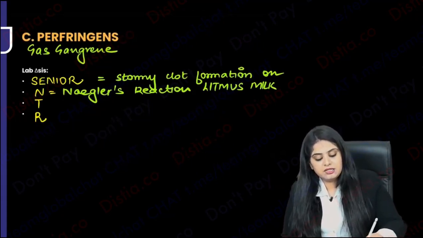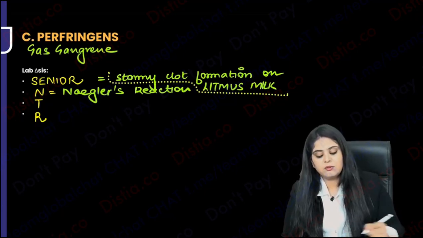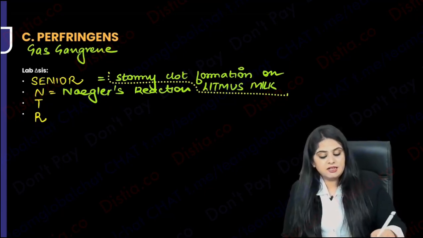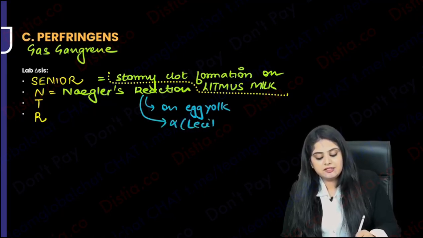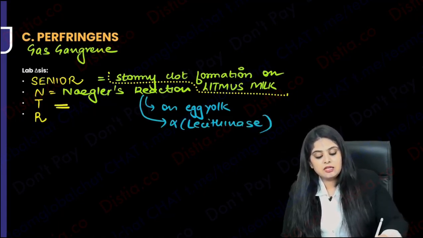So I'll separate these out. S was for stormy clot formation on litmus milk. N is Naegler's reaction. Naegler's reaction is on egg yolk medium, and it measures what? It is going to measure the alpha toxin or the lecithinase toxin. Coming to the next, T is going to be for target hemolysis.